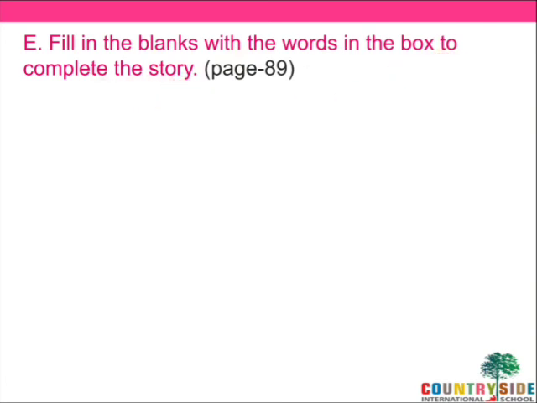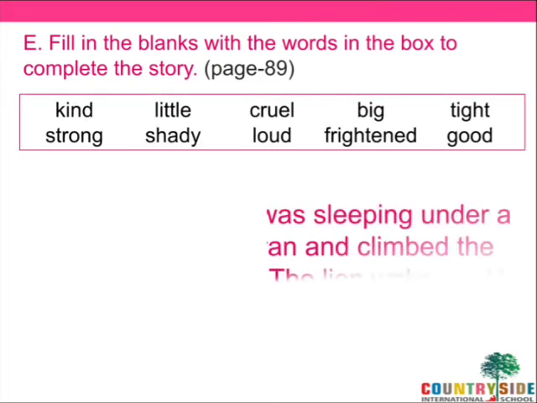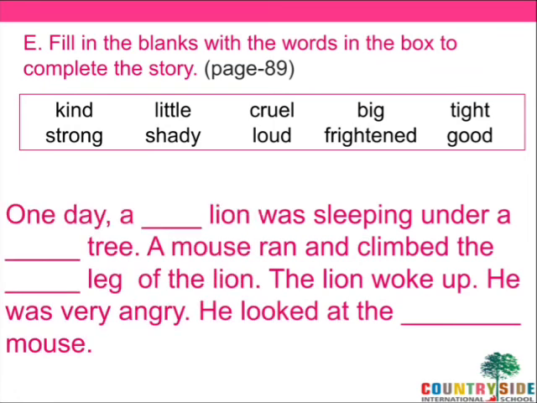Now this story you have already learned when you were in pre-primary section. Yes, the lion and the mouse. So now in this story, the hint words are given and you have to fill in the blanks by putting some more describing words in the blank. Yes, so one day a dash lion was sleeping under a dash tree. So out of all these words: kind, strong, little, shady, cruel, loud, big, frightened, tight, good. So one day a big lion was sleeping under a shady tree. Means the tree is giving shade.